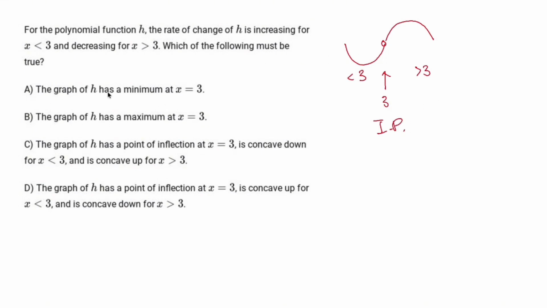The graph of h has a minimum at x equals 3? No. The graph of h has a maximum at x equals 3? No. The graph of h has a point of inflection at x equals 3, is concave down for x less than 3? No. And concave up for x greater than 3? No. The graph of h has a point of inflection at x equals 3? Check. Concave up for x less than 3? Check. And concave down for x greater than 3? Check, check, check. That's how you do that one right there.